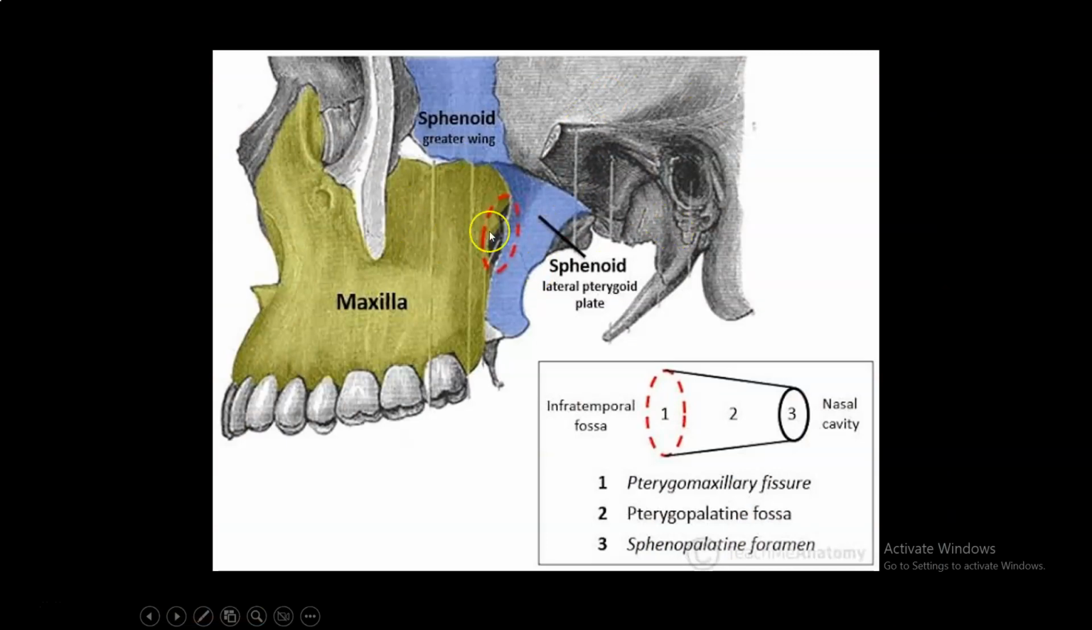This figure shows you that the pterygopalatine fossa communicates laterally with the infratemporal fossa, as you know, through the pterygomaxillary fissure, and communicates medially with the nasal cavity through what we call the sphenopalatine foramen. So laterally you all see it communicating with the infratemporal. If you go medially, you will find the nasal cavity through what we call the sphenopalatine foramen between the sphenoid bone and the palatine bone. This is the sphenoid bone, here is the palatine bone, as you will see.